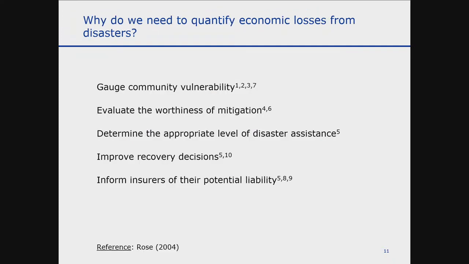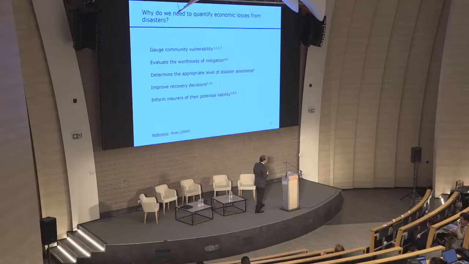And just for you to have an example, I will start by showing you an example with a simple integration of a physical to an economic model. But the quick question for this presentation is why do we have to do all this? Why do we need to quantify economic losses from disasters? And there is a list of reasons why, and I named them here. So we have to gauge community vulnerability, evaluate the worthiness of mitigation. We have to determine the appropriate level of disaster assistance for the impacted region, for the impacted population.